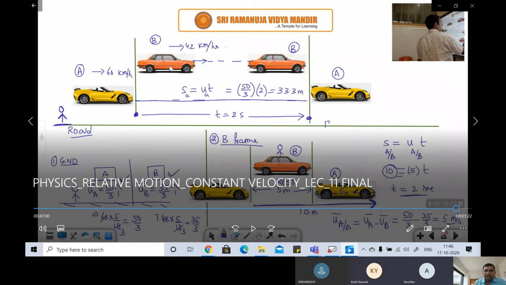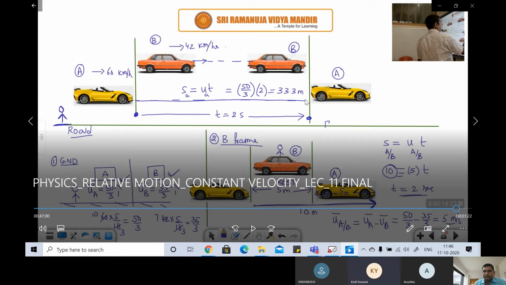The yellow car. Don't see the red car. See the yellow car because they are asking what is the distance traveled by the car. So now during the overtake, that means green line to green line. How much distance has it covered? S equal to UT. U is 50 by 3, its own velocity, into time.